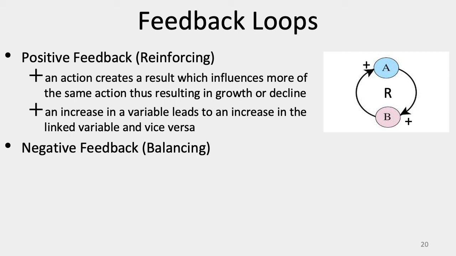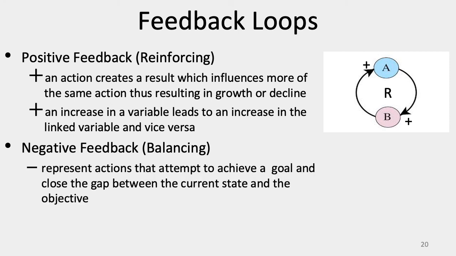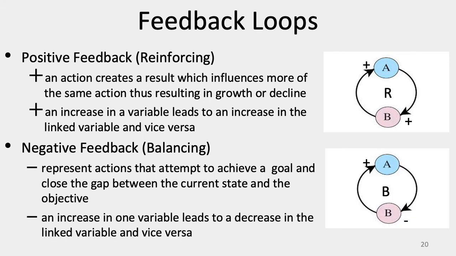Negative feedback loops or balancing feedback loops, however, represent actions that attempt to achieve a goal or close a gap between the current state and the objective. So this means they reach a limit. An increase in one variable leads to a decrease in the linked variable and vice versa, and that's why you see the negative sign here. They're denoted with the letter B.